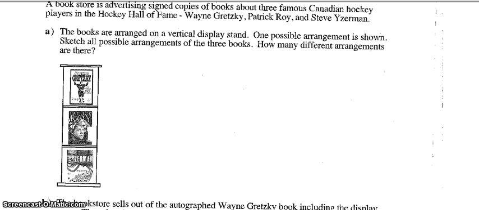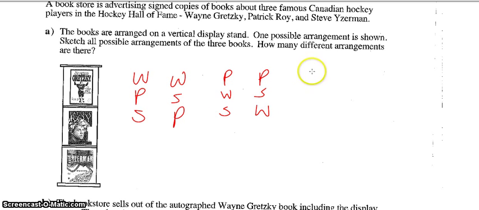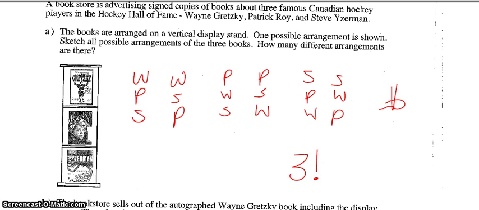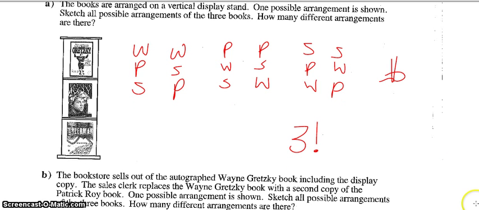Well, with these 3 books, it's easy. Wayne, Patrick, Steve; Wayne, Steve, Patrick. I keep Wayne there and swap the other 2. Next, I put Patrick there and swap the other 2. And finally, I put Steve there and swap the other 2. So there are a total of 6 ways, or 3 factorial ways, because you have 3 objects and you arrange them.